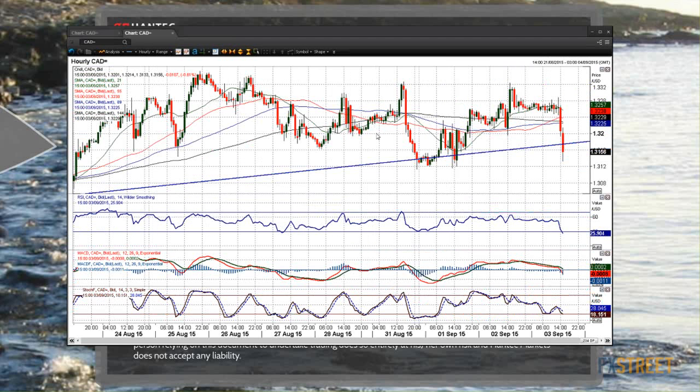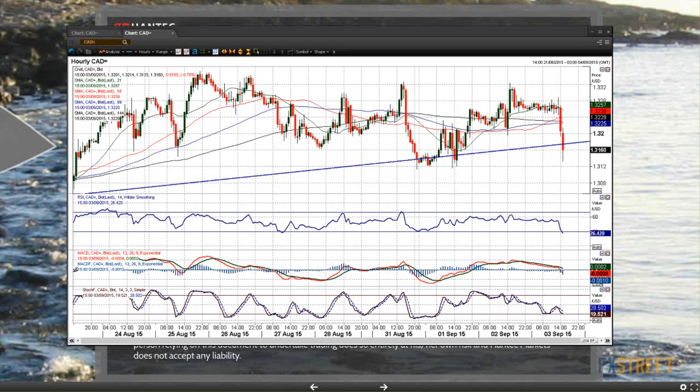Not much more that I can say, but just in the last couple of hours, we've had a strong move actually on the CAD. All right, let's look at cable, shall we?